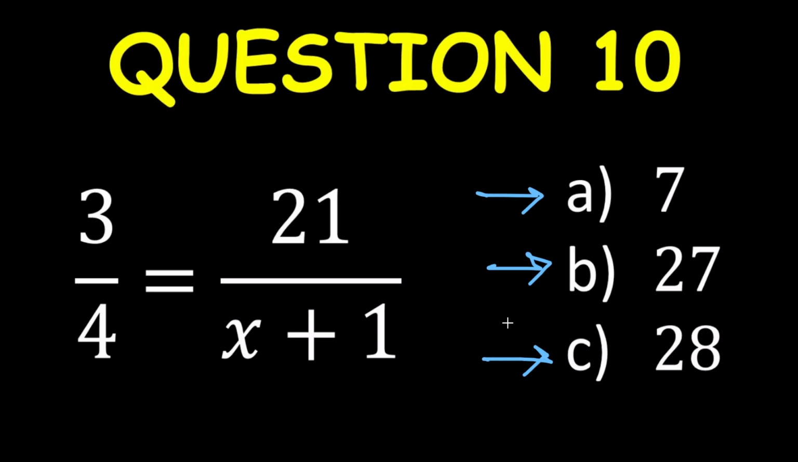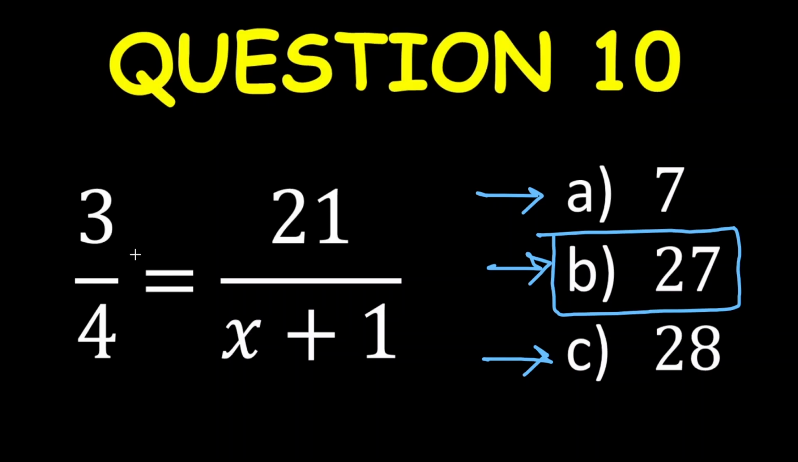All right, so the correct answer is B, 27. Let's look at why it is 27. The concept used here is proportion. When we equate two ratios together, it is called proportion. What that means is that the left hand side is equal to the right hand side.